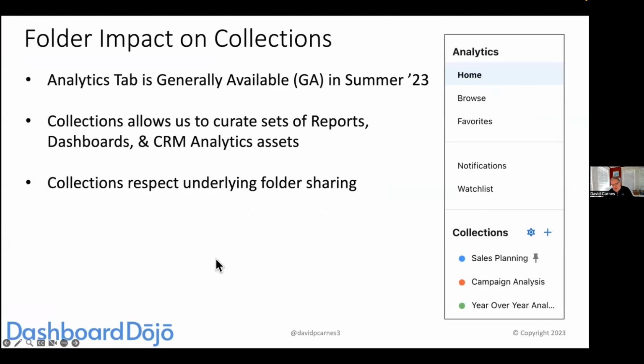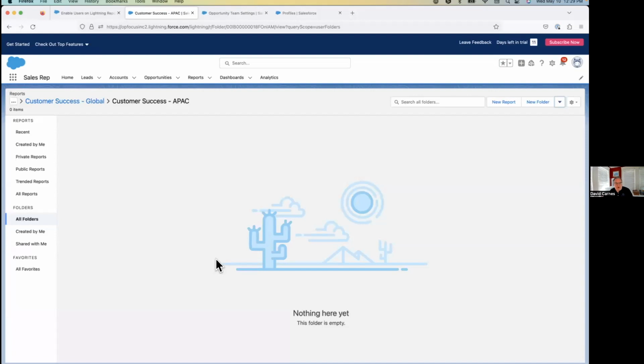So one other thing that folders have an impact on is something called collections. Collections is part of the analytics tab. The analytics tab has been in beta for a year. It's now coming out in the summer 23 release as generally available. You've probably heard me say GA before, and that just stands for generally available. So it's just part of the release.